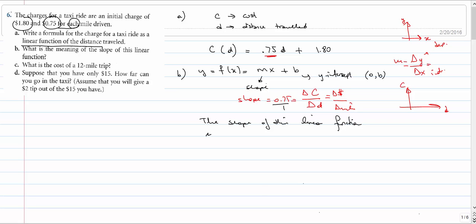indicates that 75 cents is charged for each mile driven. This "each" is your 1 mile. This is the definition of B, of slope.